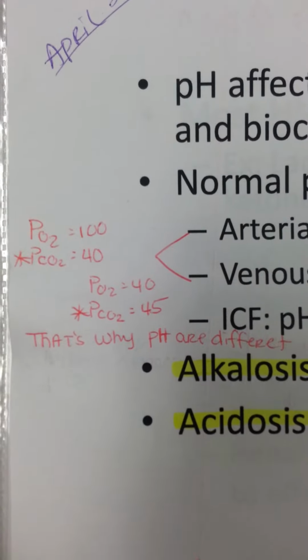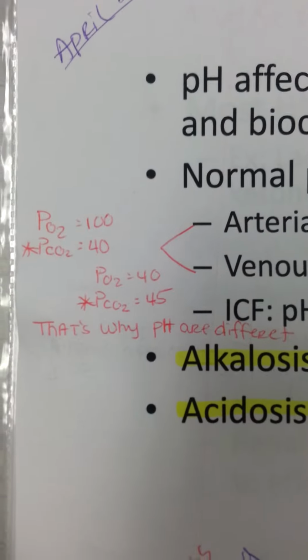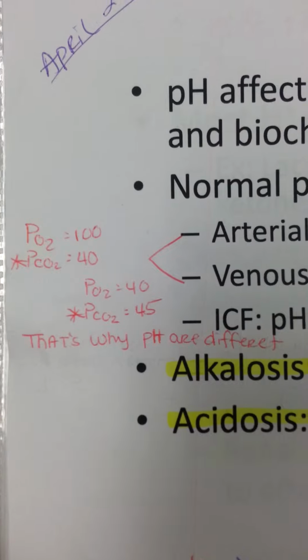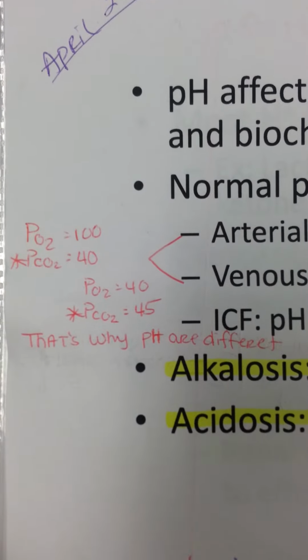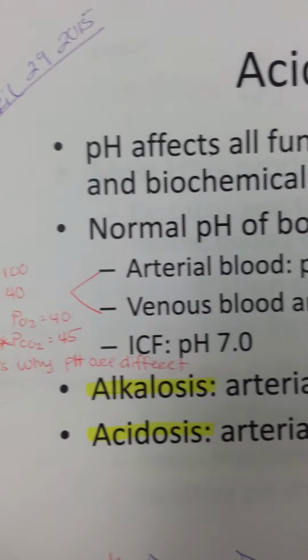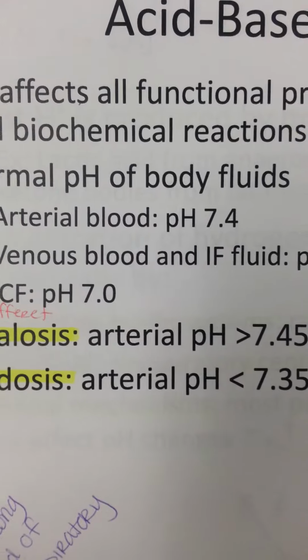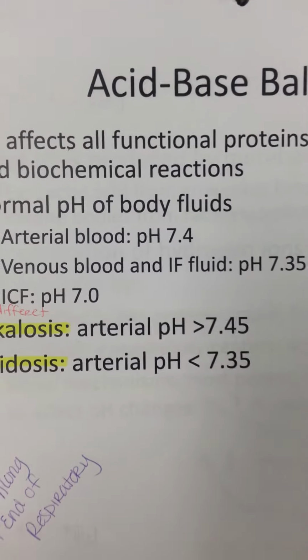The partial pressure of CO2 is 40 in the arterial, right? Partial pressure of CO2 is 45 in the venous. Now that is why the pHs are different. That is why the pH of arterial blood is 7.4 and venous blood and interstitial fluid is 7.35.